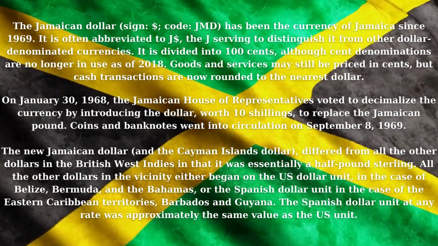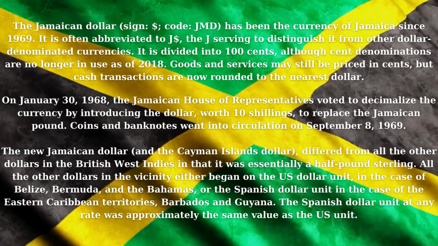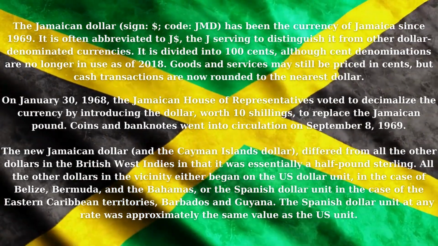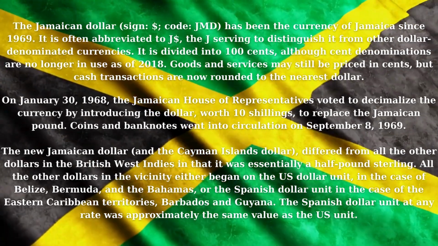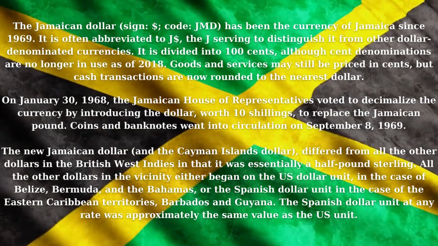All the other dollars in the vicinity either began on the US dollar unit, in the case of Belize, Bermuda, and the Bahamas, or the Spanish dollar unit in the case of the Eastern Caribbean territories, Barbados and Guyana. The Spanish dollar unit at any rate was approximately the same value as the US unit.